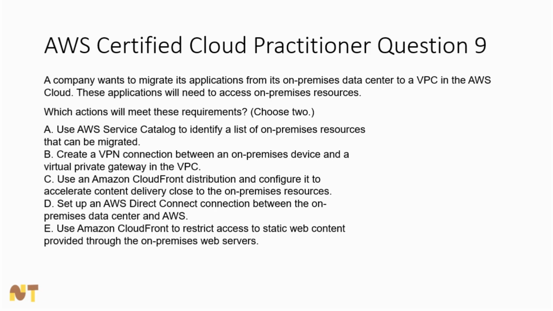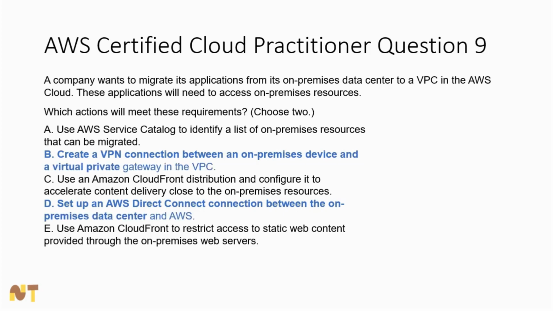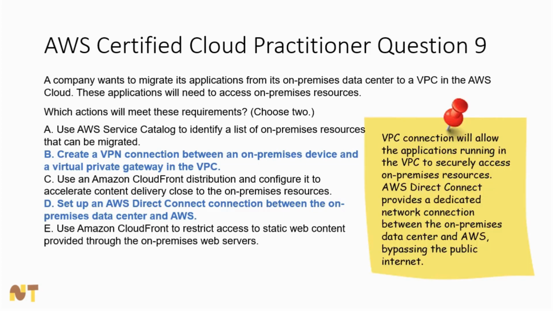Now, the requirement is to have a connection between on-premises and AWS VPC. This can be achieved using two steps. That is, create a VPN connection between on-premise devices and a virtual private gateway in the VPC, and set up AWS Direct Connect between on-premise data center and AWS. So the correct options are option B and option D. Moving on to the next question.